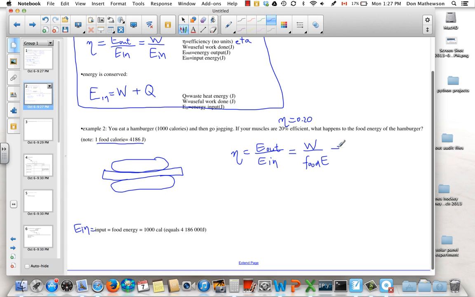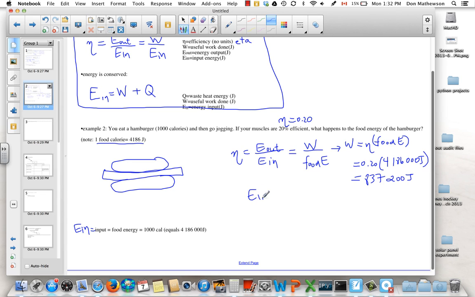So what this tells us, then, we can rearrange and solve for work, cross-multiplying. How much work did you do? It's the product of the efficiency and the food energy. So the efficiency is 0.20. The food energy is the 4,186,000 joules. So the amount of work that you did can be calculated. All right, so that works out to be 837,200 joules of work done.